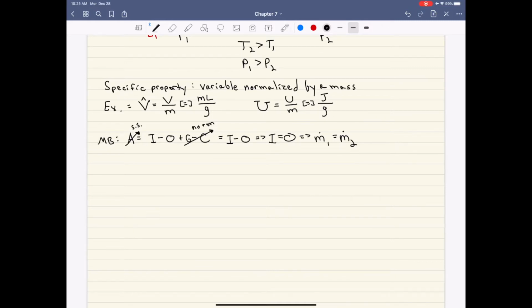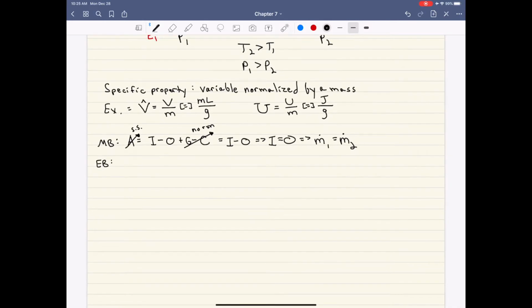Let's now proceed to the energy balance. Our energy balance is structured in a similar manner, where we have accumulation on the left-hand side. And now we need to look at the difference between the energy in the second stream minus the energy in the first stream. That's just what the accumulation is. So on this left-hand side, we're looking at E2 minus E1.